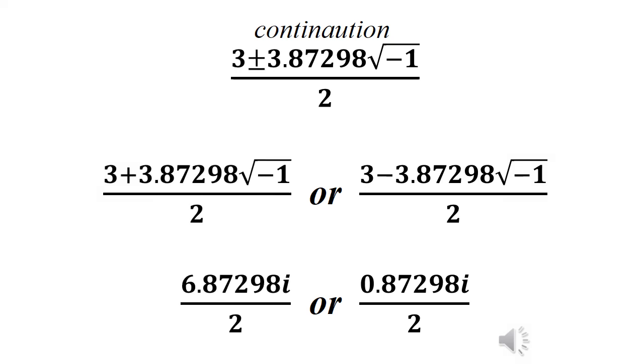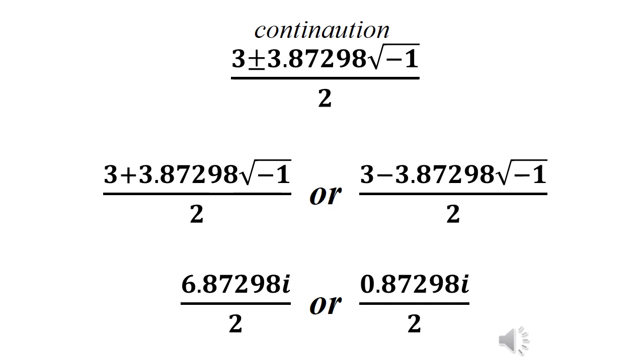So in our other class, we have already talked about imaginary number to be equal to square root of minus 1. So if you find the square root of 15, we get 3.87298. So 3 plus or minus 3.87298, then square root of minus 1 all over 2. Then we split the plus or minus into 2. We have 3 plus 3.87298 square root of minus 1 all divided by 2, or 3 minus 3.87298 times square root of minus 1 all divided by 2.